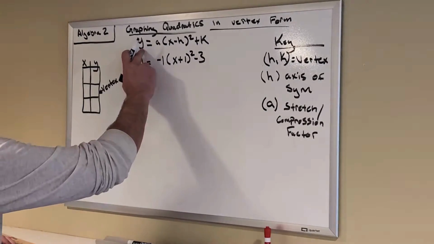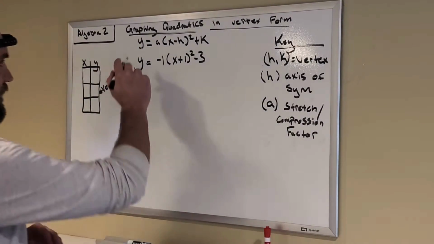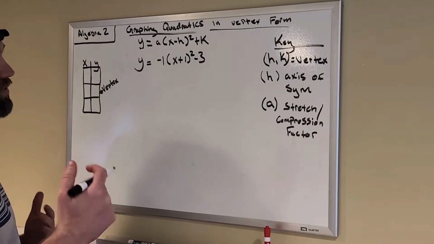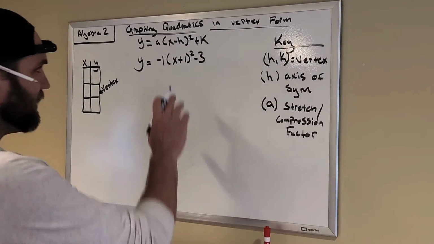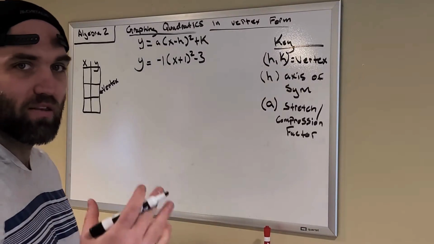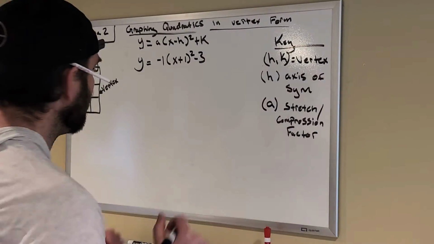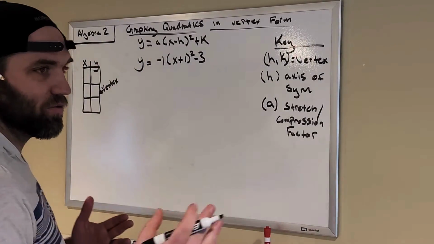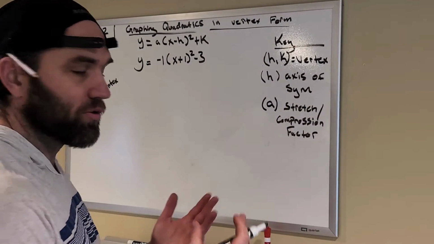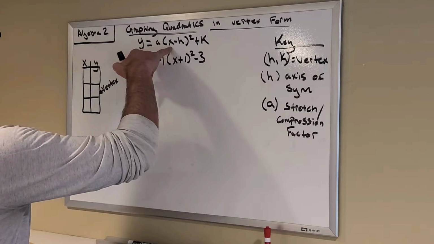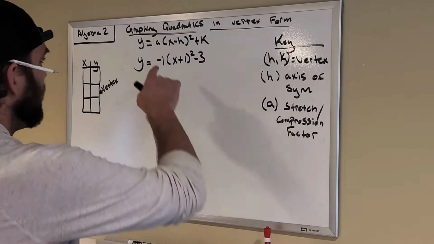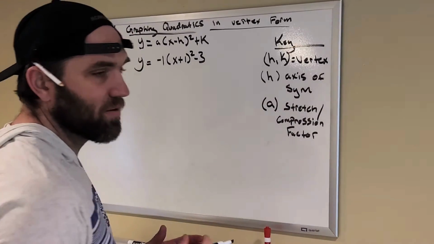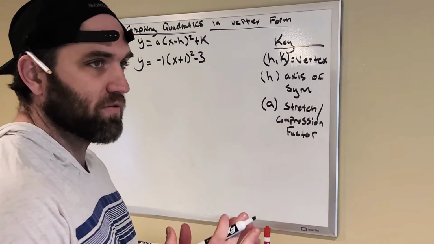So we have our vertex form of a quadratic equation: y equals a(x minus h) squared plus k. Each one of those letters represents something specific. Anytime you see an x and y value, you're talking about ordered pairs. And then your a is the first thing you see, and your a is going to be your stretch or compression factor.